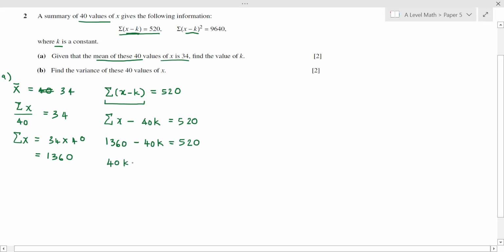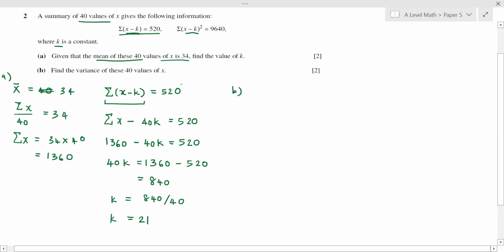Rearranging, 40k is 1,360 minus 520. That will give a value of 840. To find the value of k, we divide 840 by 40, and k is 21.